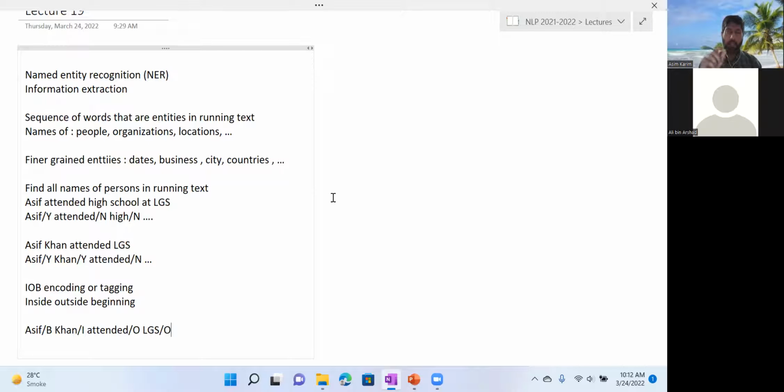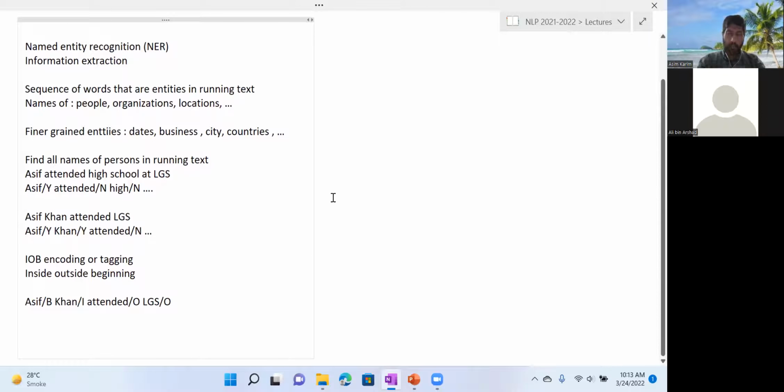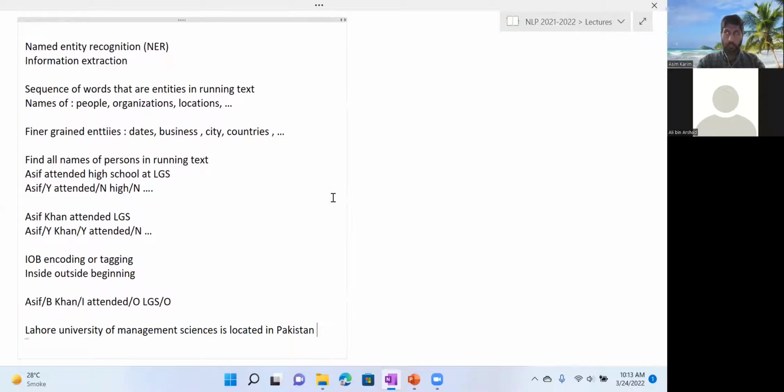B means that the named entity starts at that word. I means that the named entity is continuing. And of course, if it is not a named entity of that type, then it is O. So, for example, you have another sentence: Lahore University of Management Sciences is located in Pakistan.